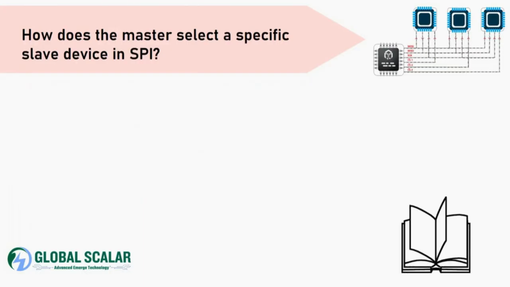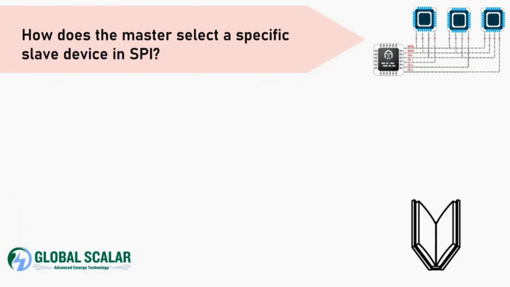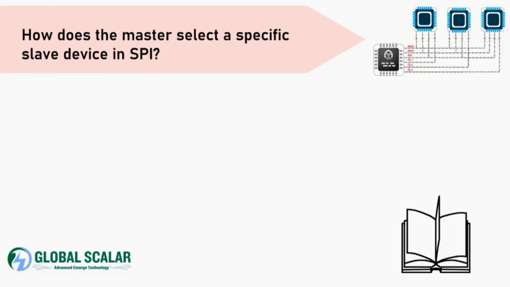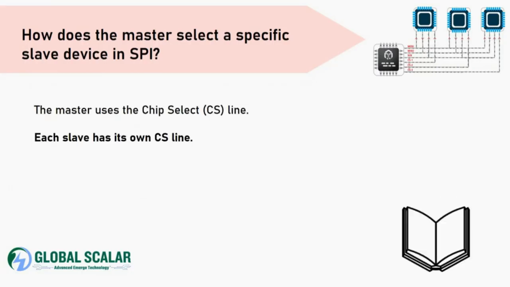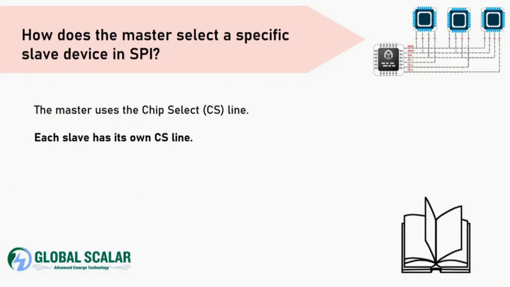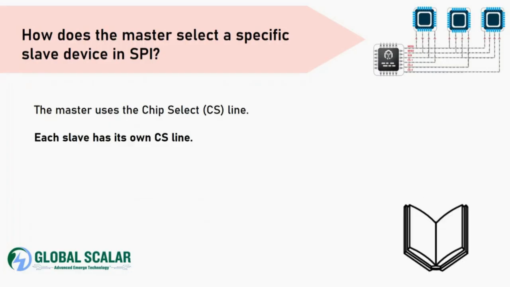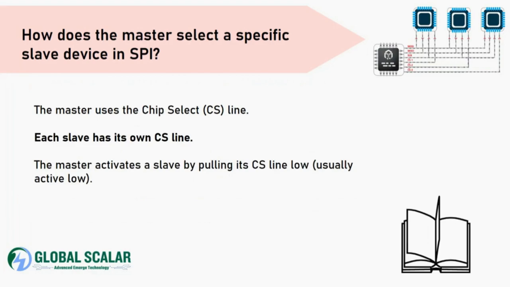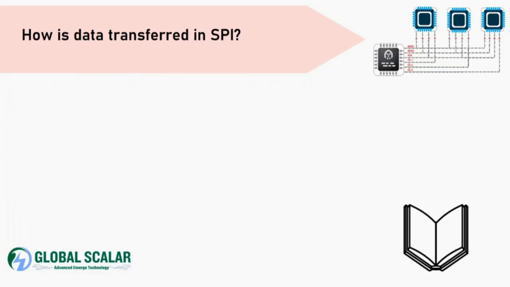How does the master select a specific slave device in SPI? As we know, we select the slave based upon the slave select line. Each slave has its own CS line. The master activates the slave by pulling its CS line low. The data is sent only when the line is low.